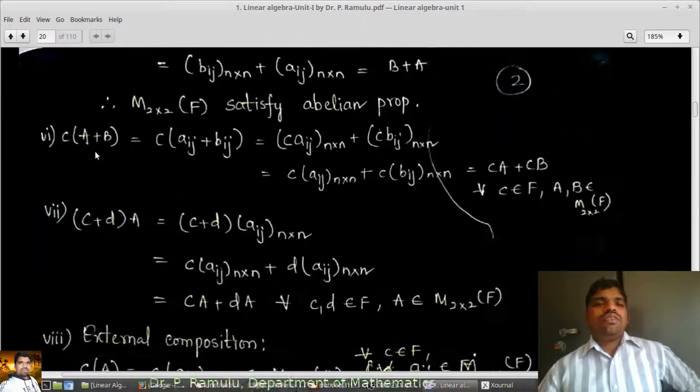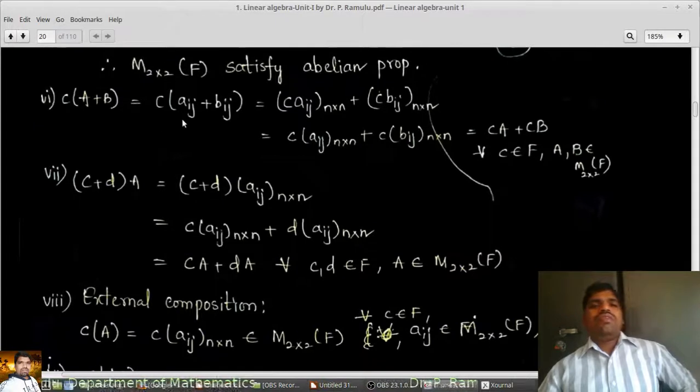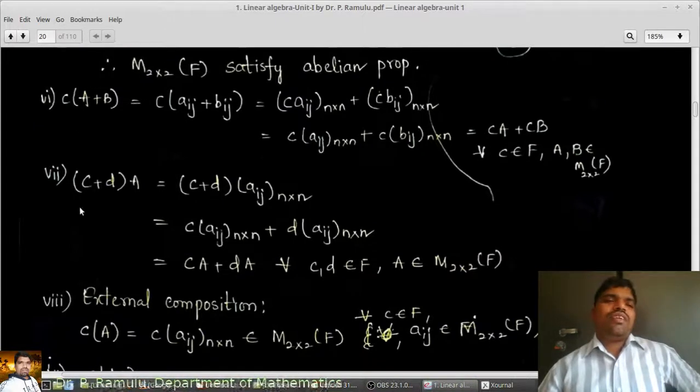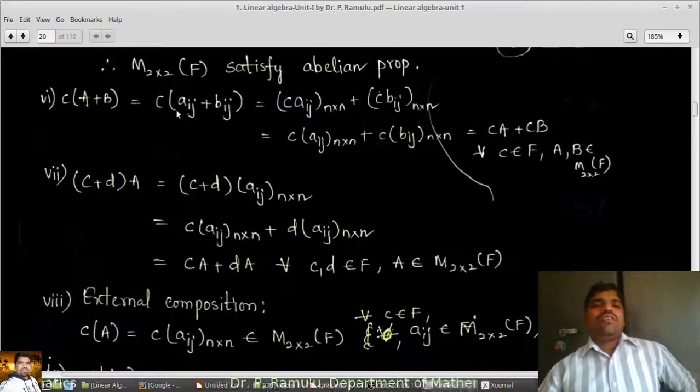Okay, I am verifying the other property, c times (A + B). We can write it another way also. c(A + B) = c(a_ij + b_ij) = (c a_ij) n×n + (c b_ij) n×n, that equals cA + cB. So it is easy, that means it is over.